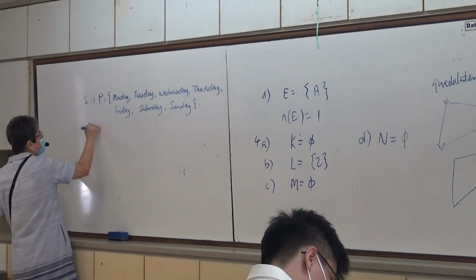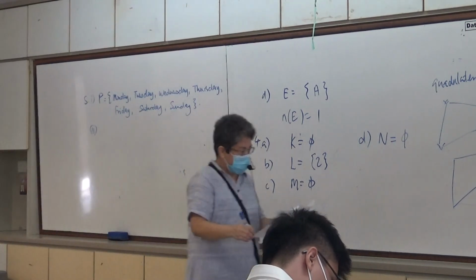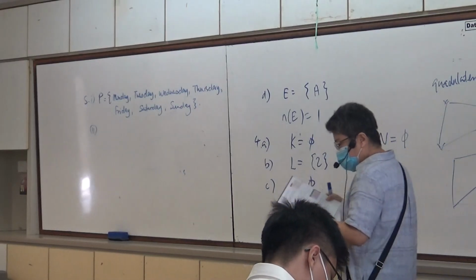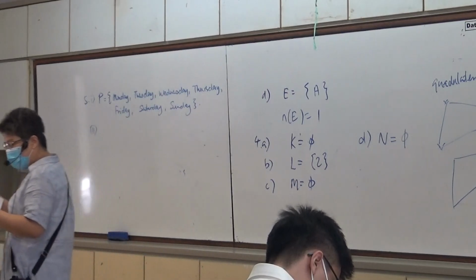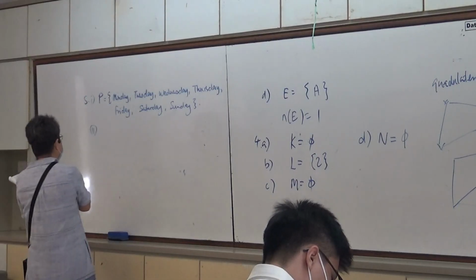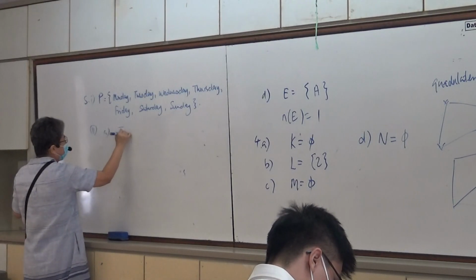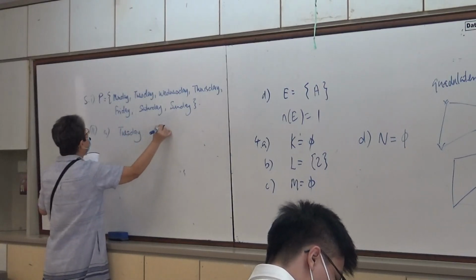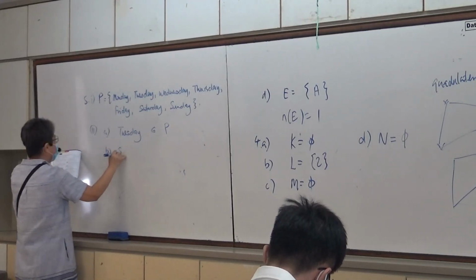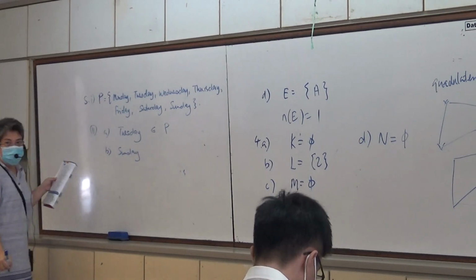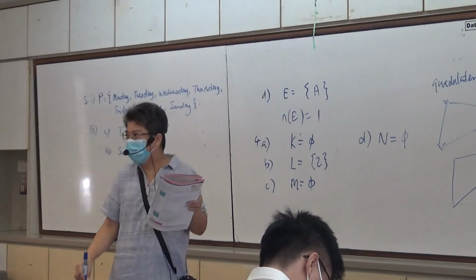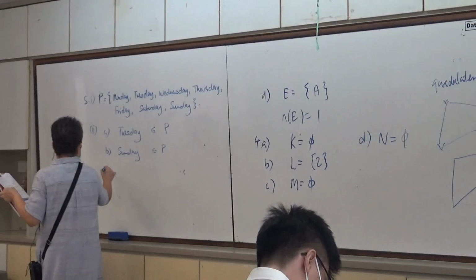Part 2, let us take a look. This is a true-false question. Using the element notation, element of or not element of, describe whether each of the following is an element of or is not an element of P. Let's take a look at A. Tuesday, is it an element of P? Yes, so we use this. Sunday? Sunday is an element of P. Correct. Next one.